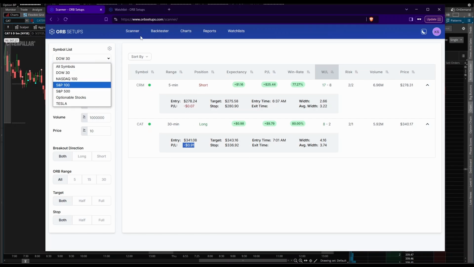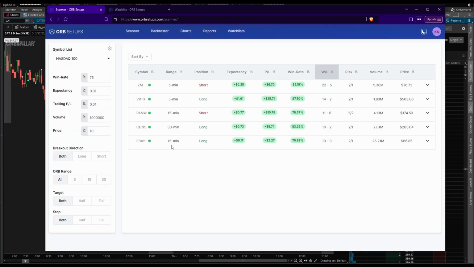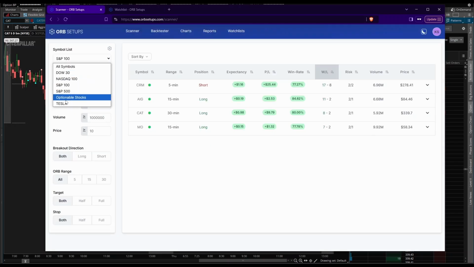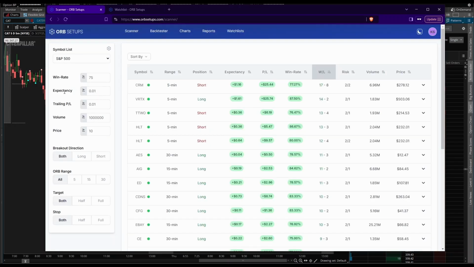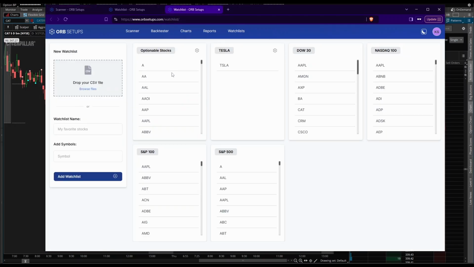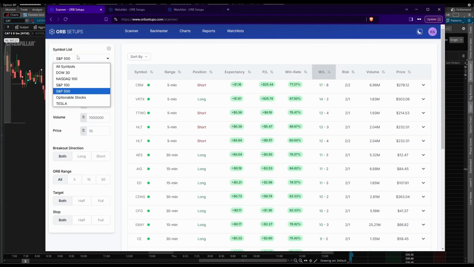Now, say the Dow 30 list is small, you can expand that. NASDAQ 100, this gives you some more trades. Keep expanding and you'll get more and more trades that meet your criteria. If you're quite particular about the symbols that you like to trade, just create your own watch list here and load that into the symbol list. That way you can make sure that you don't find any symbols that you just don't care about. That's how I would use the live scanner.